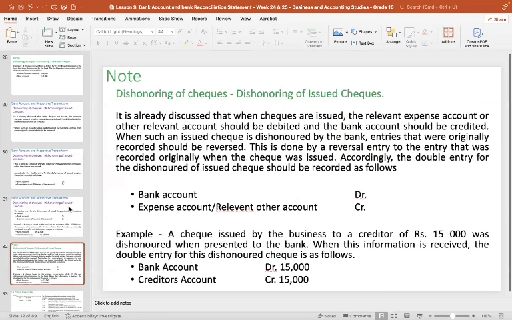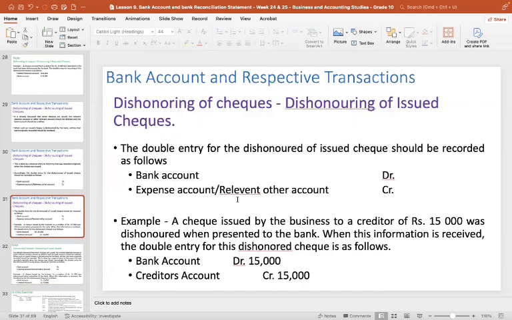So it's the same here. For example, let's say a check issued by a business to a creditor of rupees 15,000 was dishonored when presented to the bank. When this information is received, the double entry for the dishonored check is as follows. Bank account එක 15,000 වලින් debit කරනවා, creditors account එක 15,000 වලින් credit කරනවා.